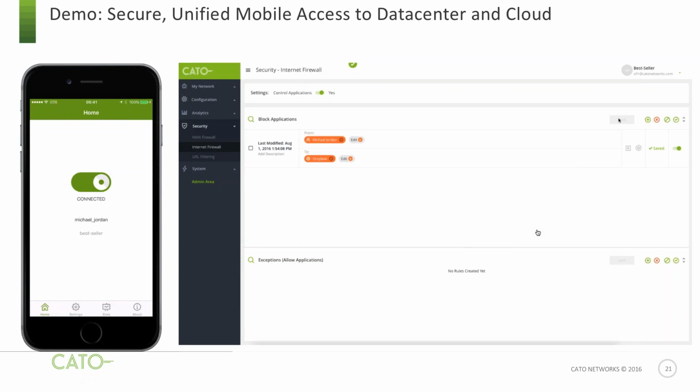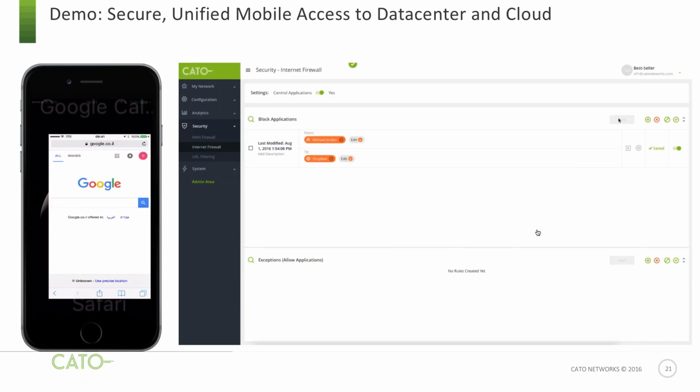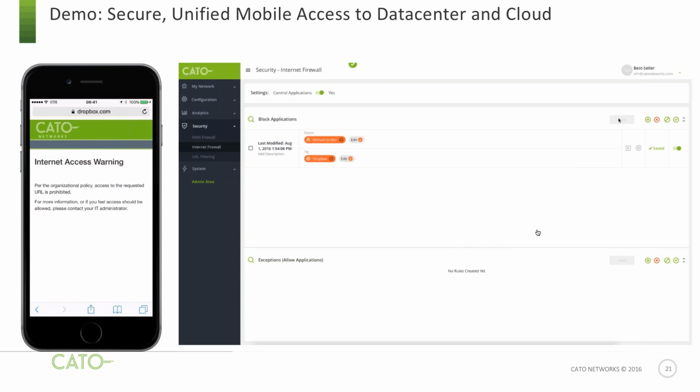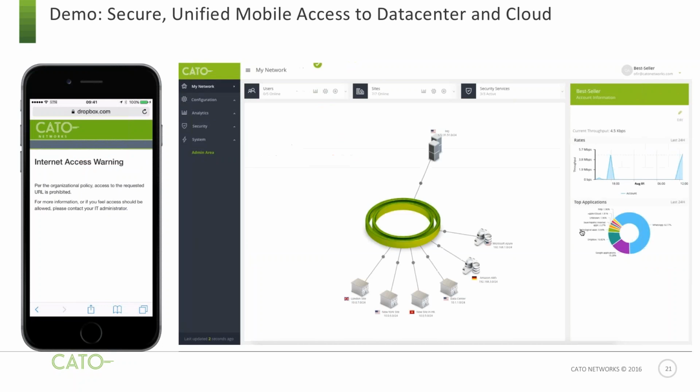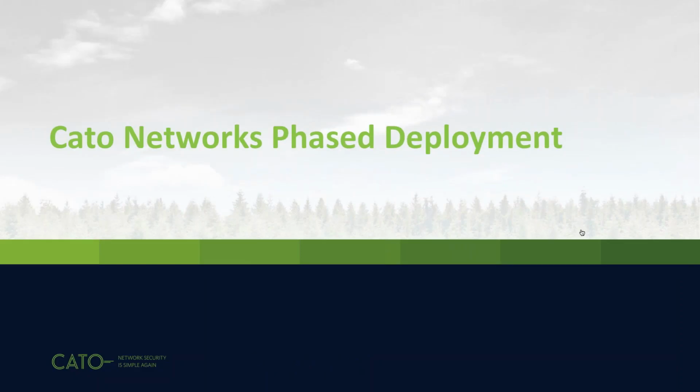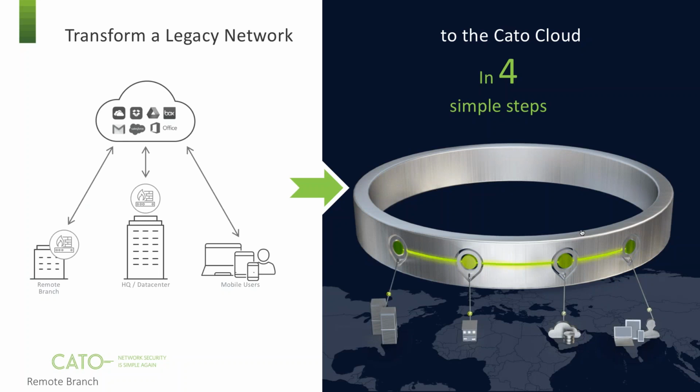Okay, so this is basically how you enable in one place to connect the user through our Cato client to both data center resources, on-premise resources, as well as control their access to the cloud. Okay, so we covered those scenarios. I want to talk about how you deploy this solution. And I mentioned earlier that there is an opportunity here for a phased deployment. So let's take a look at that. Four simple steps. How do we go from a legacy network to a Cato-based network?